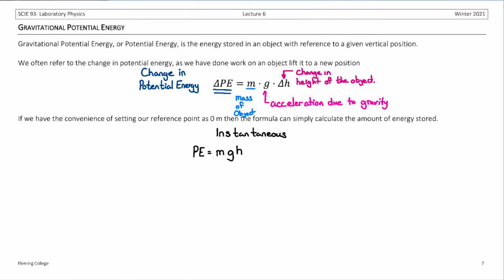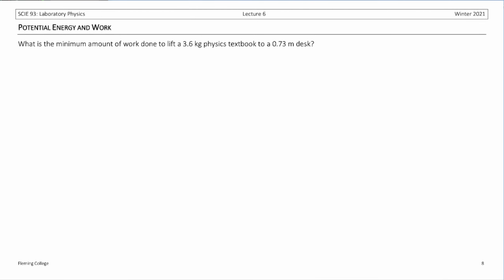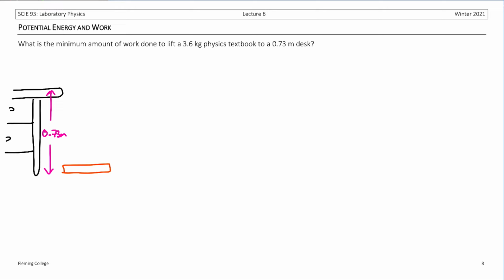Let's take a moment to look at a potential energy example. What would be the minimum amount of work done to lift a 3.6 kilogram physics textbook to a 0.73 meter tall desk? So we have a desk, and that desk is 0.73 meters tall. And if we have our physics textbook with a mass of 3.6 kilograms, we can take the ground as position 0 and our final position equal to 0.73 meters.